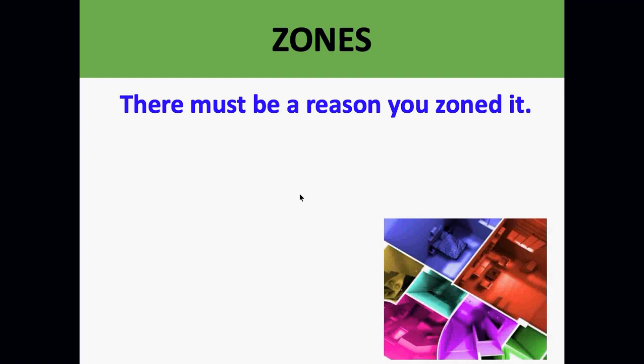The zoning can ensure that the thermal energy is supplied at a rate that matches the rate of thermal loss. Different parts of the buildings, especially in large commercial construction, can have different rates of heat loss. Some areas can become too warm. Some areas can become too cool. So again, there must be a reason you zoned it.